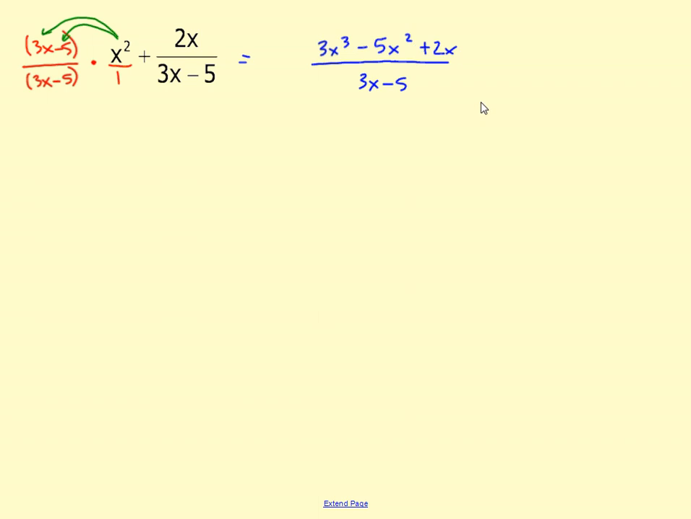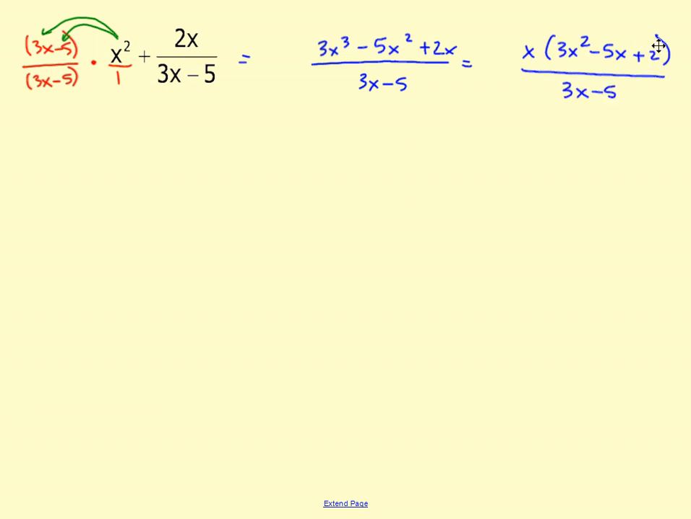So my next step is to factor anything that I can factor. I can factor out an x. I have x and then 3x squared minus 5x plus 2. That was my GCF. This is over 3x minus 5.